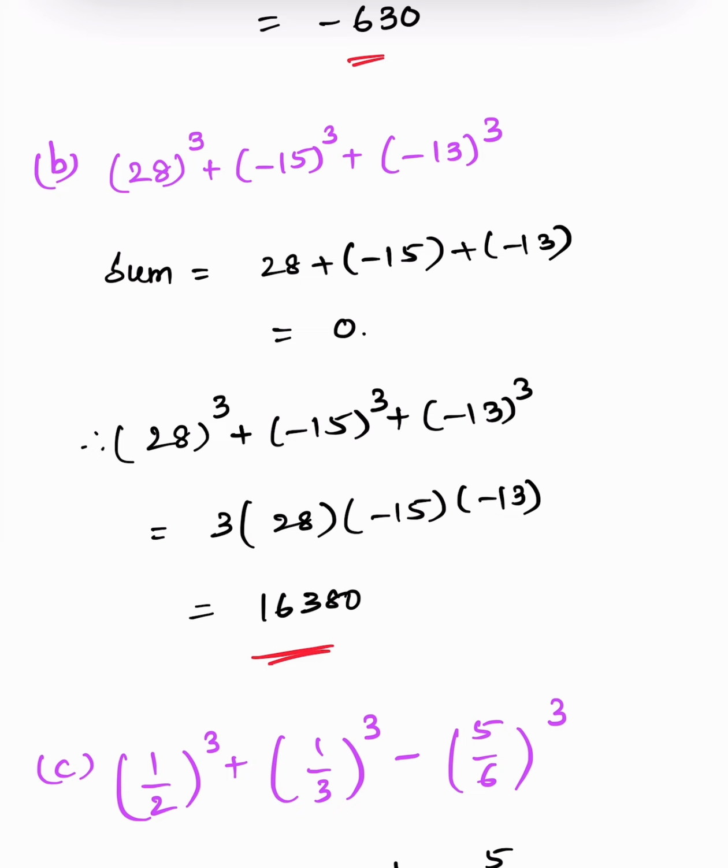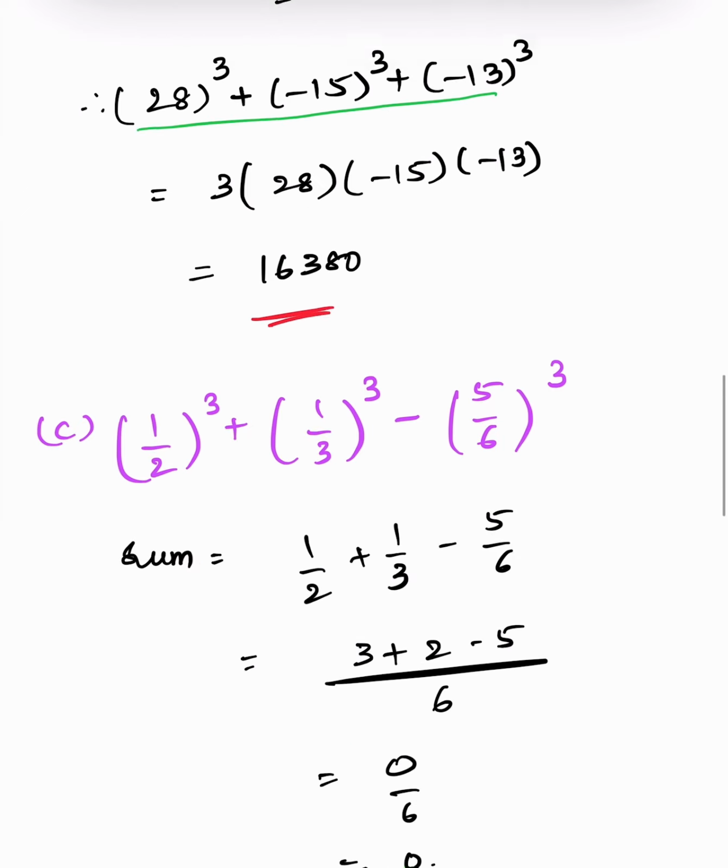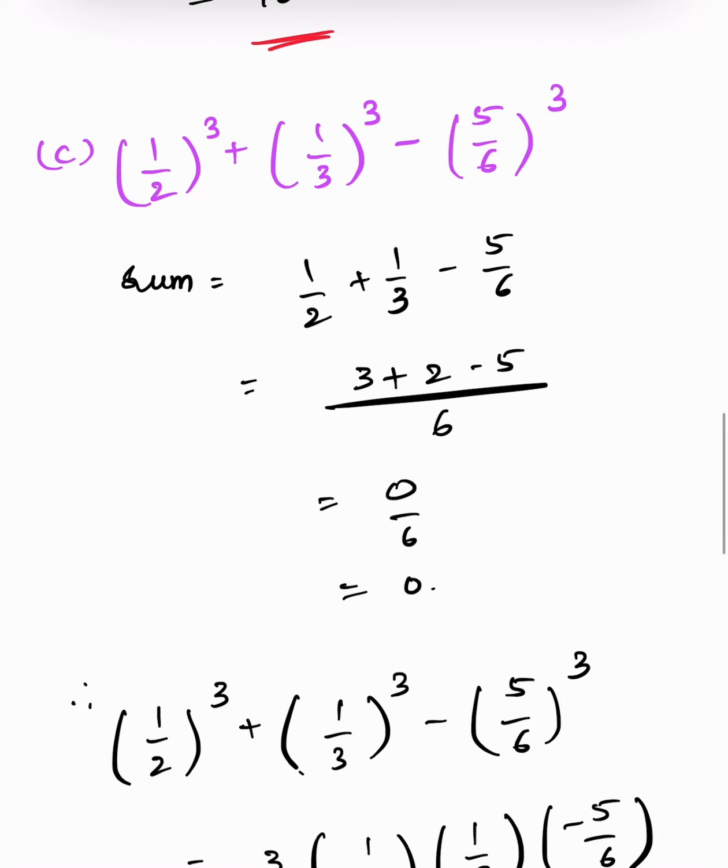So what is the sum of 28 cube plus (minus 15) cube plus (minus 13) cube? 3 into 28 into minus 15 into minus 13, which is equal to 16,380. C bit, (1 by 2) whole cube plus (1 by 3) whole cube minus (5 by 6) whole cube. So again let us find the sum here. X is this, y is this and z is this. What is the sum? 1 by 2 plus 1 by 3 plus minus 5 by 6.